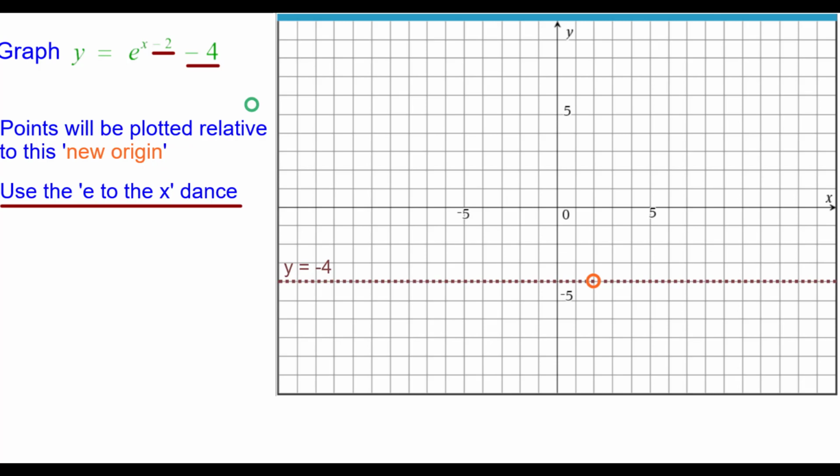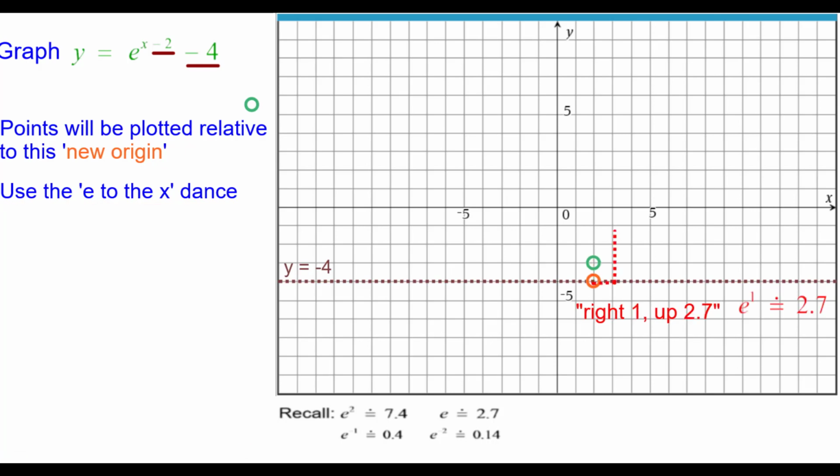Now we're ready to do the e to the x dance. Here, recall these values for e, the powers of e that we need to know. So right 0 up 1 because e to the 0 is 1, so we'll plot that one, again, relative to this new origin. Right 1 up e, which is about 2.7. Right 2 up e squared, which is about 7.4.